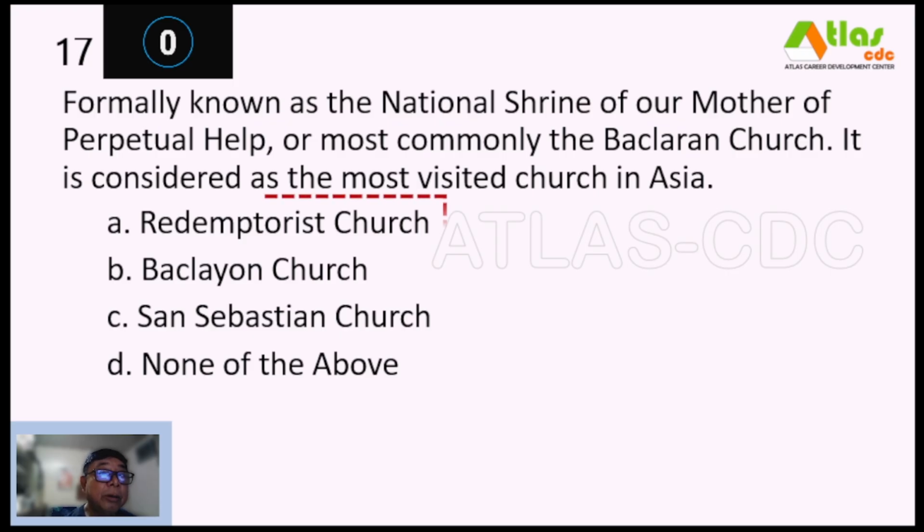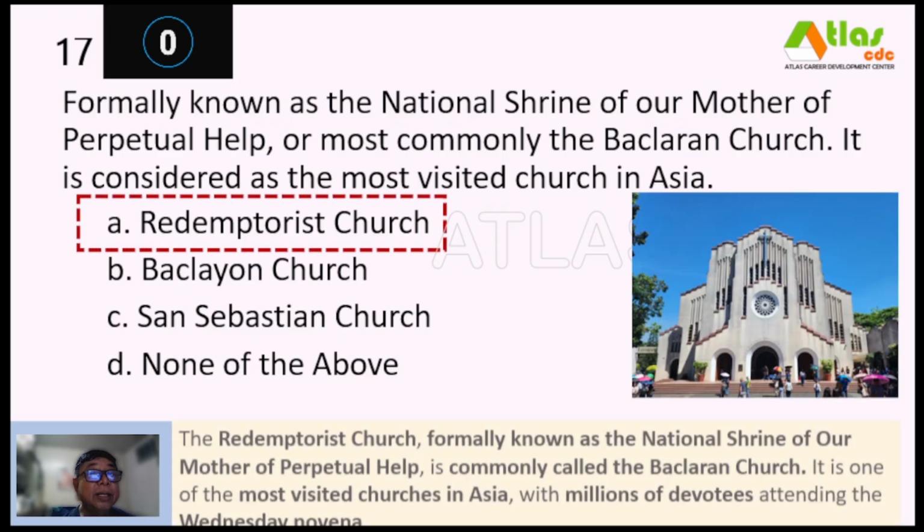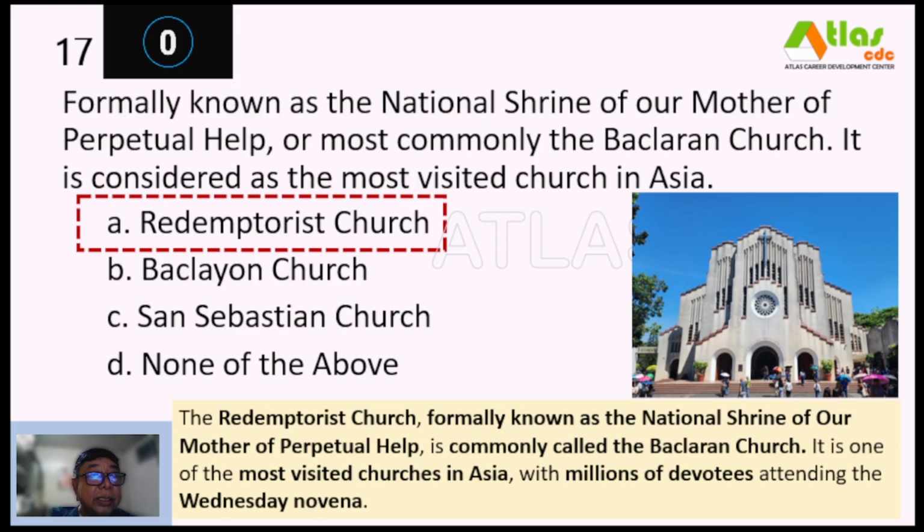And our correct answer is letter A, the Redemptorist Church. So the Redemptorist Church, formerly known as the National Shrine of Our Mother Perpetual Help, is commonly called the Baclaran Church. It is one of the most visited churches in Asia, with millions of devotees attending the Wednesday Novena.